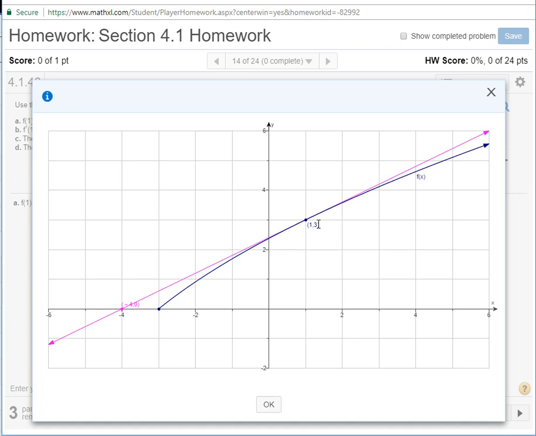f prime of 1 is the derivative of the function at x equals 1, and that's where this pink line comes in. So the derivative, remember, is the slope of the tangent line, and this is the tangent line. So basically the question for the second part just asks us to find the slope of this line. Okay, well, we can do that by just noticing which vertices this line is crossing through. In other words, which grid line intersections this pink line is going to cross through.